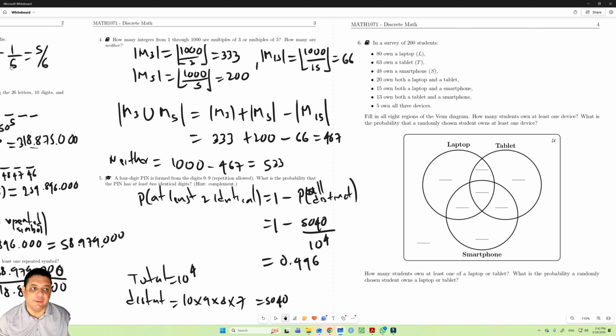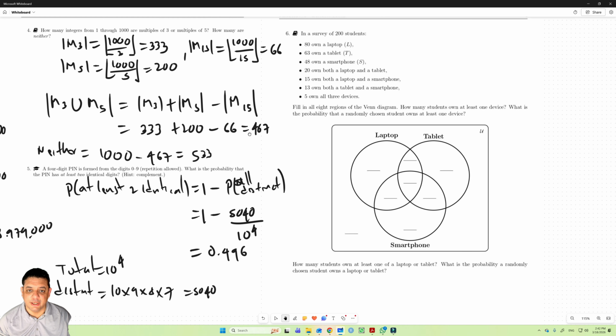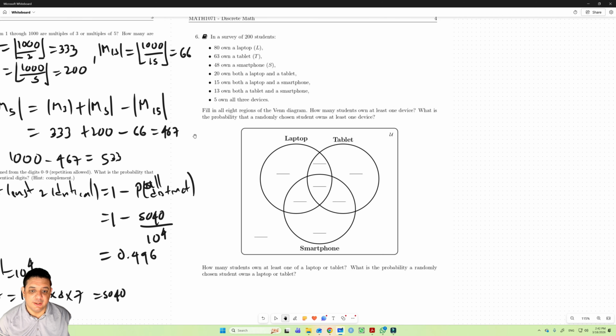So now finally for question number 6, we have a survey of 200 students, and they own either a laptop, a tablet, or a smartphone. And we have information about who owns what. We want to know how many students own at least one laptop or tablet, and what is the probability that a randomly chosen student owns a laptop or a tablet. The way that we do this is, once again, we start with the common things, and we start filling out from the inside to the outside to allocate all these 200 students.